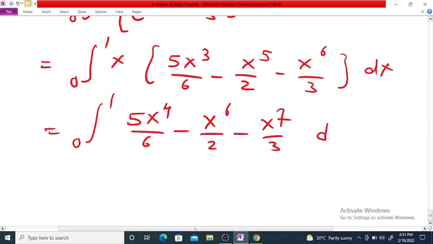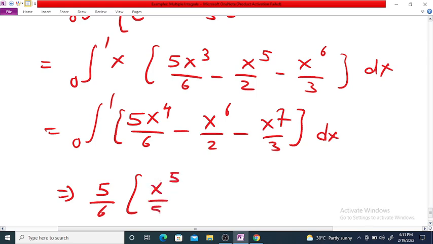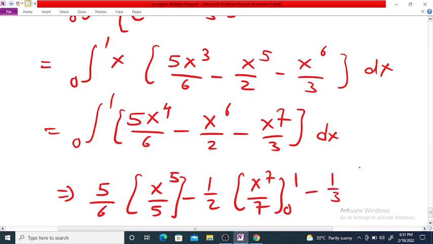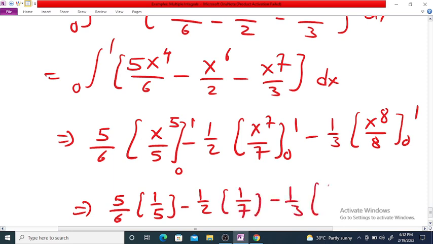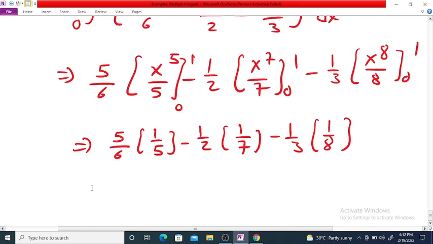Now if you take the integration with respect to x, this is nothing but 5 by 6 times x raised to 5 divided by 5, minus 1 by 2 times x raised to 7 divided by 7, and minus 1 by 3 times x raised to 8 divided by 8, all with limits from 0 to 1. So this is equal to 5 by 6 into 1 by 5 minus 1 by 2 into 1 by 7 and minus 1 by 3 into 1 by 8. So this 5 will get cancelled here, and this is 1 by 6 minus 1 by 14 minus 1 by 24.